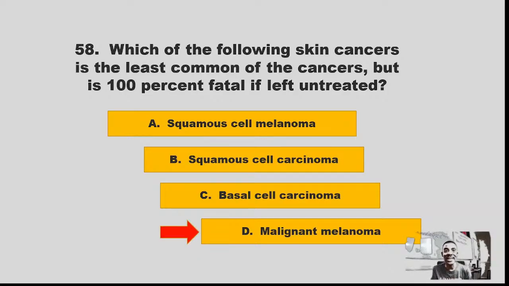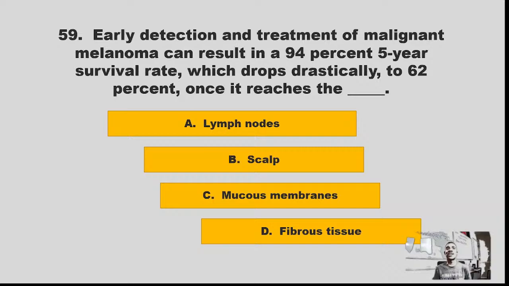And if you chose D, malignant melanoma, then you are correct. Okay, good job. All right, here's your next question. Early detection and treatment of malignant melanoma can result in a 94% 5-year survival rate, which drops drastically to 62% once it reaches is it the lymph nodes, scalp, mucous membranes, or fibrous tissue? So would you say that the answer to this question here is A, B, C, or D?